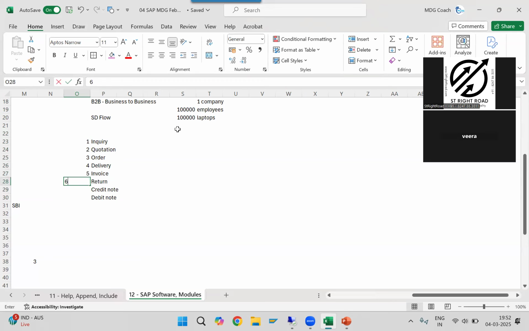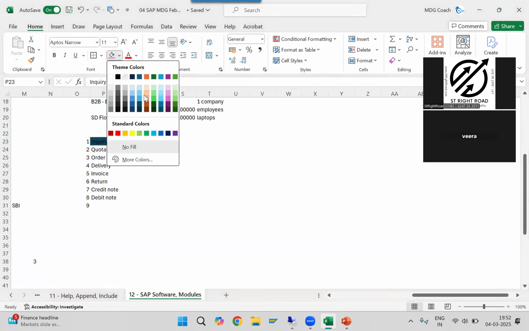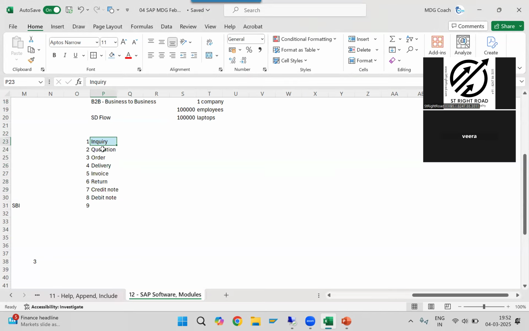These are all the things that happen in the business. Inquiry and quotation are optional. Some companies, if they don't have trust, will do an inquiry and quotation. But for already proven companies in the market, they will directly place an order and get a delivery. They will get an invoice. If there is some issue, they will return it. If they paid an extra amount, they will get a credit note. If they paid less, they will get a debit note.